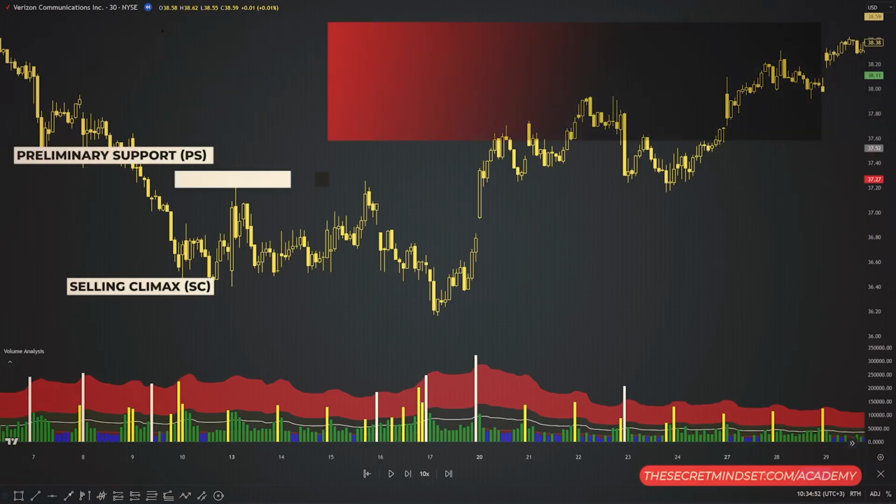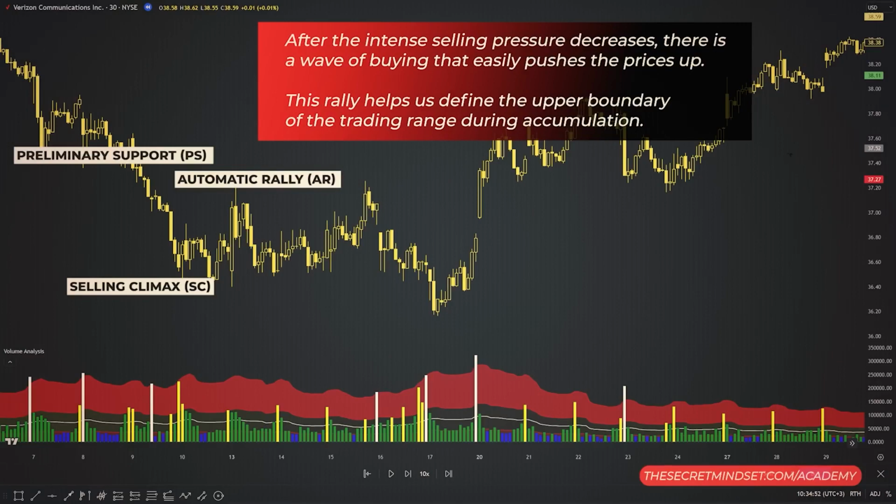Then we have the automatic rally. After the intense selling pressure decreases, there is a wave of buying that easily pushes the prices up. This rally helps us define the upper boundary of the trading range during the accumulation.